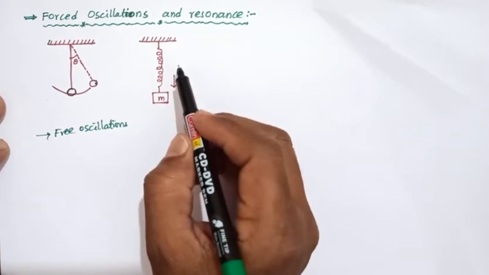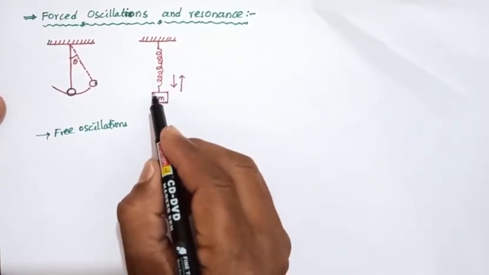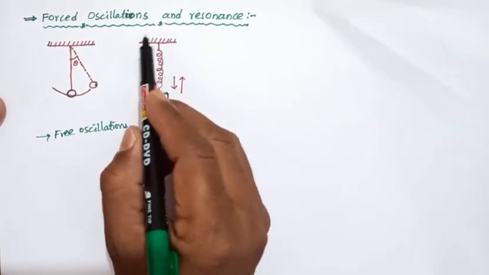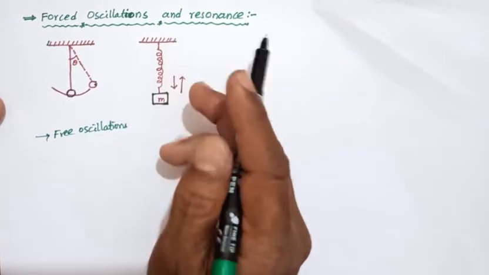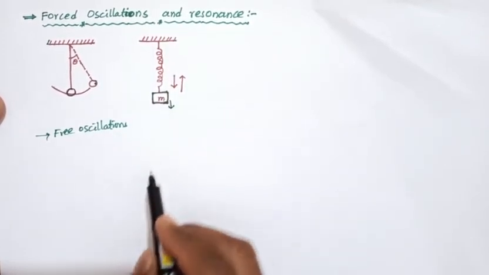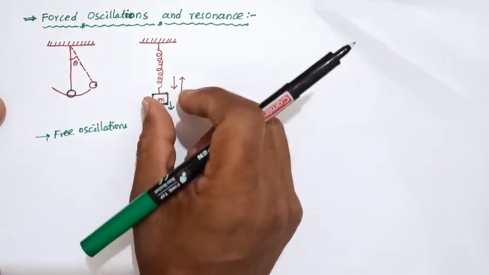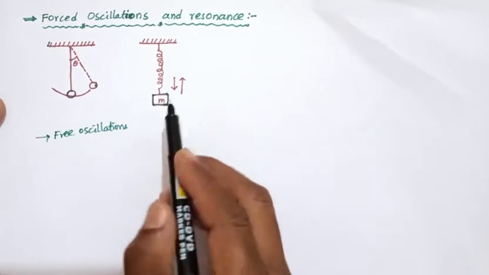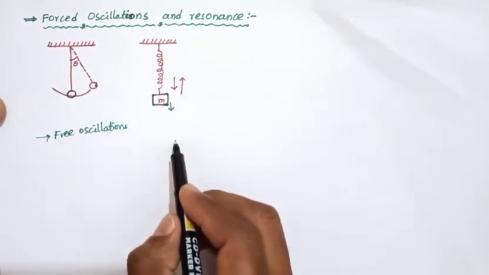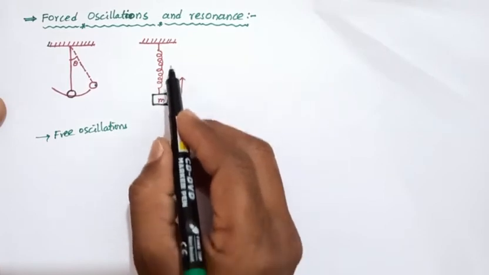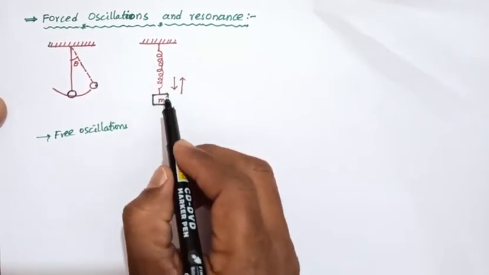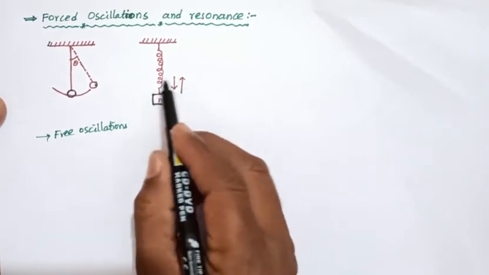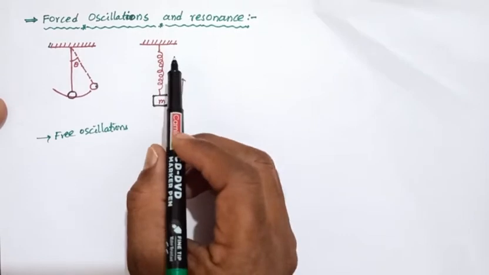Here also a spring is connected with a block of mass M. Another end of the spring is connected with a rigid support. When some force is applied in the downward direction from the mean position and then released, what happens? It moves upward and downward, that is, to and fro motion about its mean position, the equilibrium position. This type of motion is called simple harmonic motion.